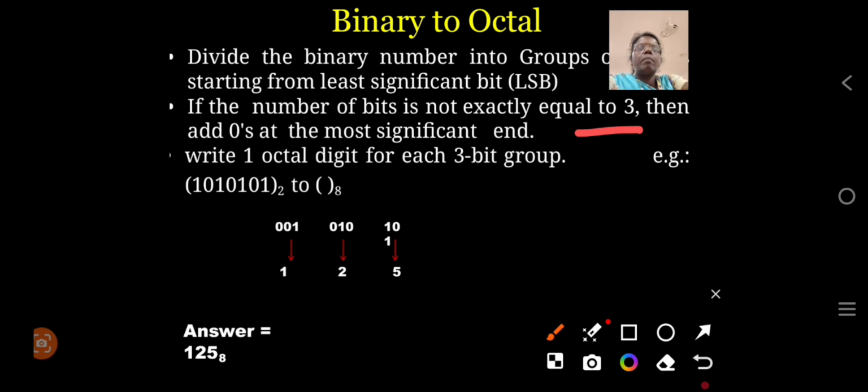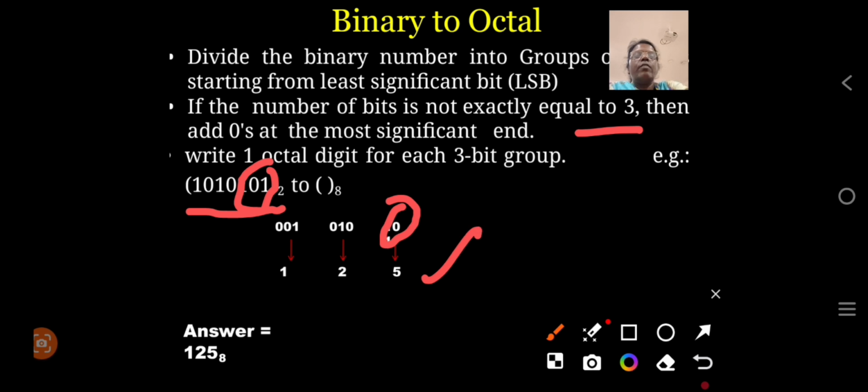For example, this is my given binary number, 1010101. Starting from the most significant bit, how many bits do we have? Only 7 bits. How do we start grouping the bits? We start from the LSB position. So 101 is the first group, and it has the equivalent octal number 5. The next group is 010, which has the octal equivalent 2. Then finally we have only one bit, which is 1.